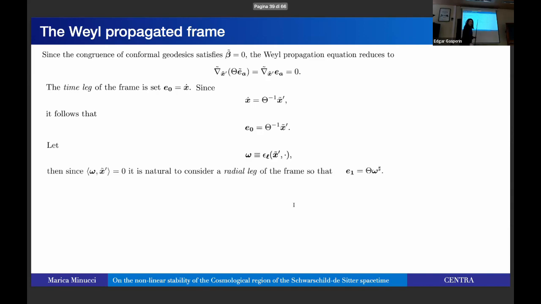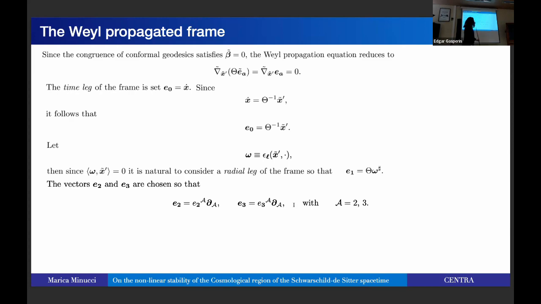One can also fix the radial leg by introducing omega in this way, so that the scalar product between x prime and omega is equal to 0, and the radial leg is this one. One can also check that this component is really Weyl propagated by using this relation. Now, for the other two components, E2 and E3, one chooses them in this way because one wants them to span the tangent space to the two-spheres that are associated to the orbits of spherical symmetry.